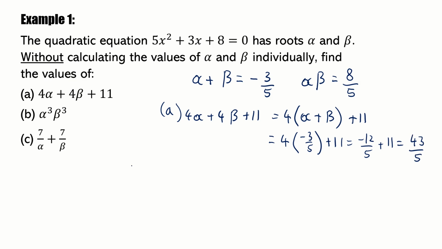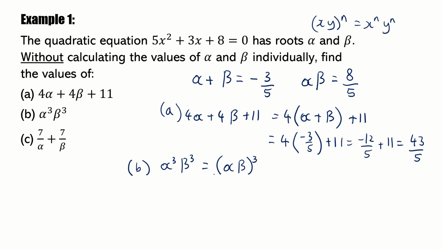Part A done. On to part B, where we now need to calculate alpha cubed beta cubed, which might look scary until you realise there's a really handy index law that makes it easy, which is just to realise that if you have two things multiplied together then taken to a power, you can take those things to that power individually and then multiply them. So therefore meaning we just need to do alpha beta all cubed to work out what we wanted, which is just going to be 8/5 all cubed. That comes to 512 divided by 125.